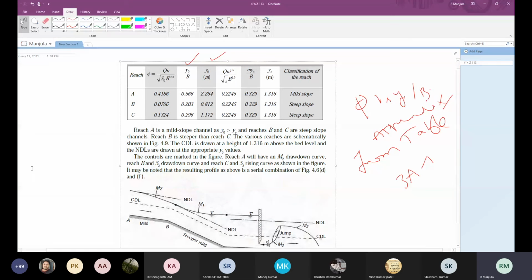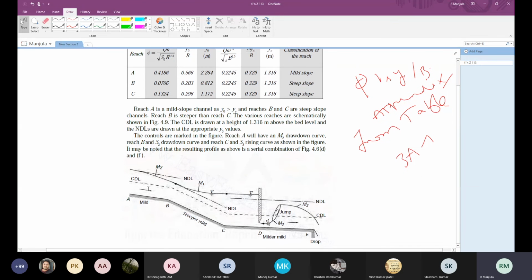After finding the critical depth, find out which type of channel it is. Y naught is greater than YC for reach A. For the other reaches, Y naught is 0.566 and YC is 1.316, and hence reaches B and C are steep slopes, because the normal depths are lower than the critical depth of 1.316. Reach B is steeper than reach C, and hence you have to draw the lines.